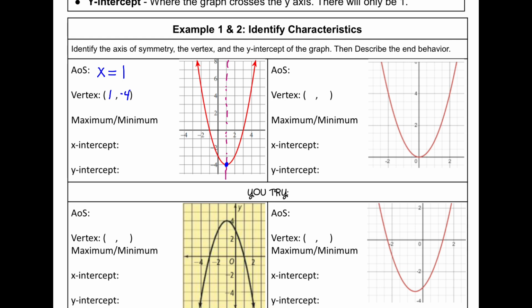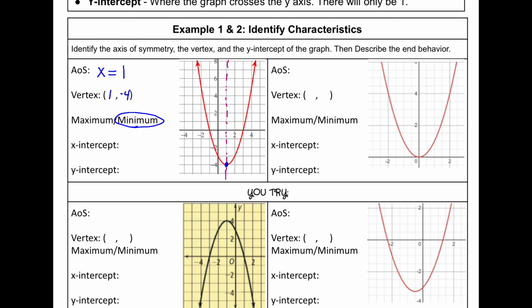Then we're saying, is this a maximum or is this a minimum? So again, we look at that vertex and we say, is that the bottom? Is that a minimum of that parabola or of that quadratic function, or is it a maximum? We can see that this is the lowest point, so we know that that's a minimum.